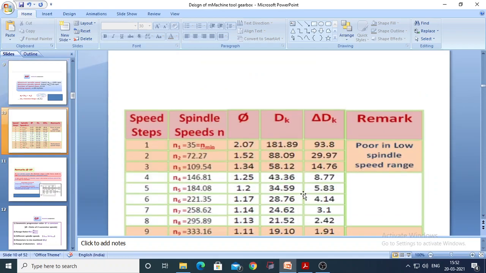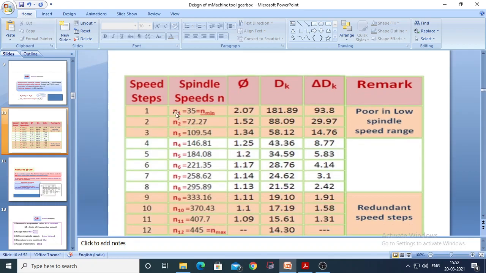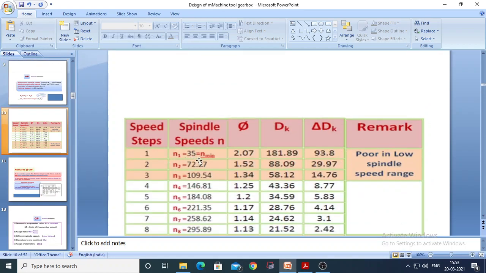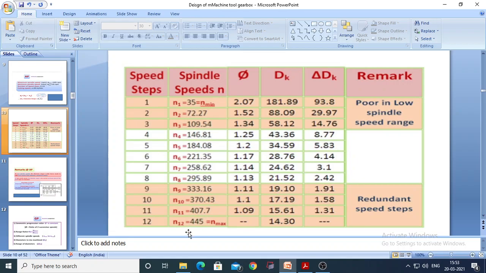Already we have seen. Here the number of spindle speed steps is given as 12. If you calculate the spindle speed from minimum to maximum, meaning n1 to n12, then you will get different values. n1 is equal to 35, n2 is equal to 72.27, n3 is equal to 109.54. This value will keep increasing, and if you observe up to n12, you will get the maximum value, which is what is given in your problem statement, 445 and 35 rpm. We start at 35 rpm and want to achieve 445 rpm.